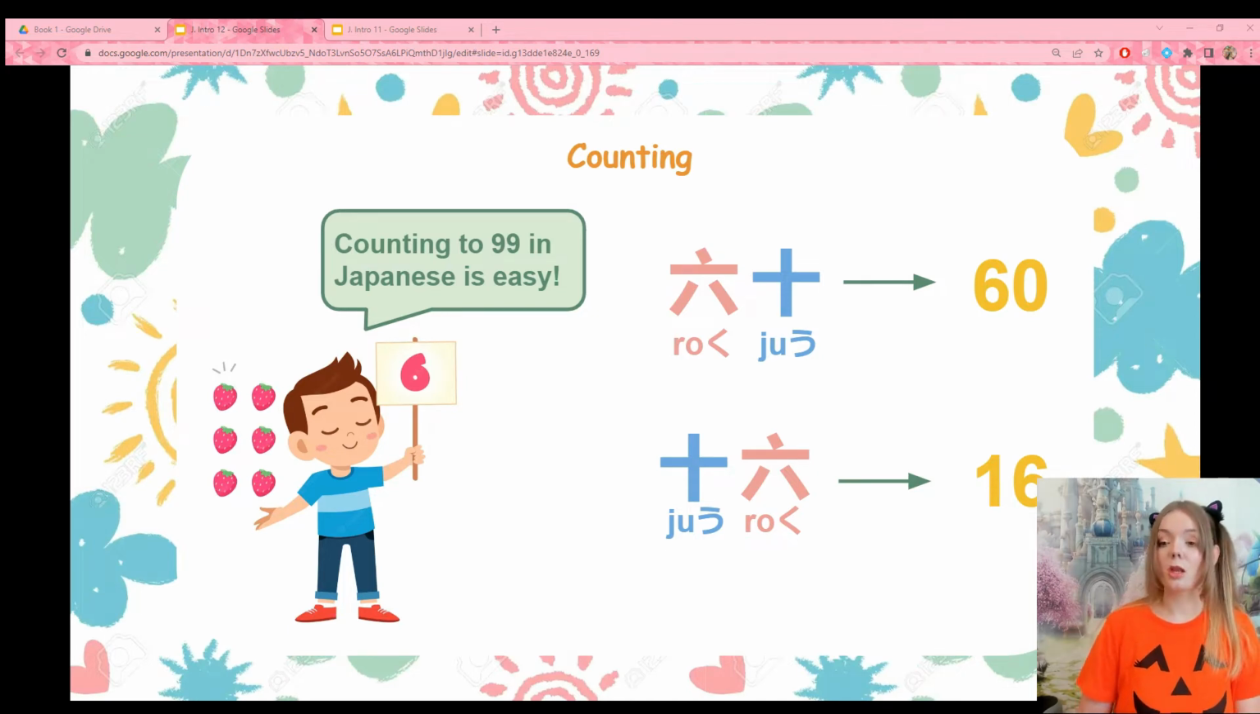So the way that we make numbers greater than 10 in Japanese is we add whatever number we need with 10. Okay, so here we have roku, which means 6, and ju, which means 10. The roku is before the ju, so we have 60. Rokuju means 60. If we flip that and we put the roku on the other side, ju is first, roku is second. This is 16. Okay, it works kind of like Roman numerals. It takes a little bit of practice to get used to at first, but counting to 99 in Japanese is very easy because of this.